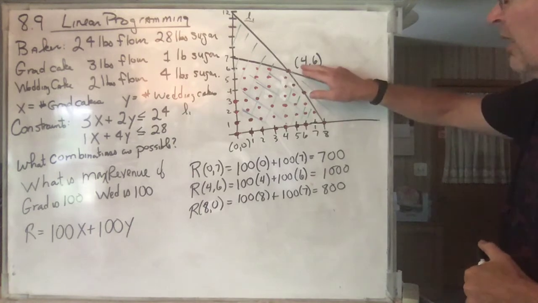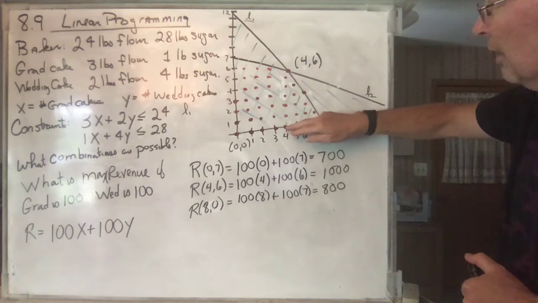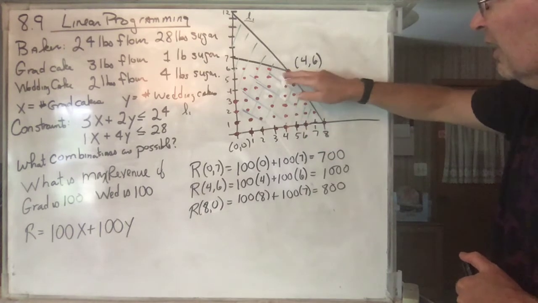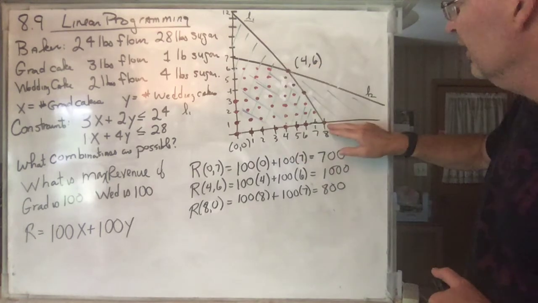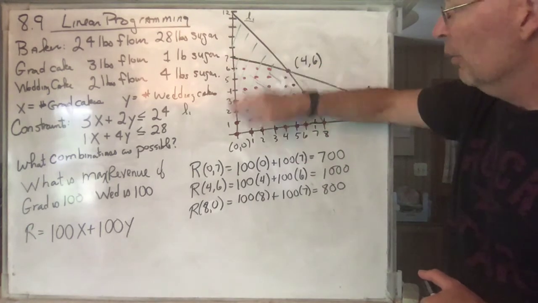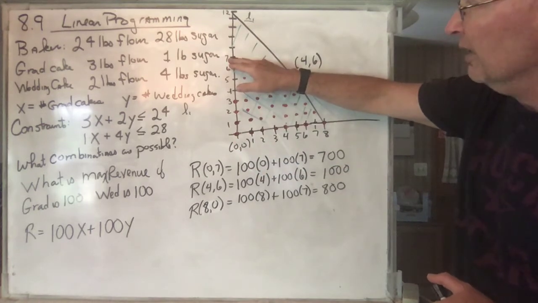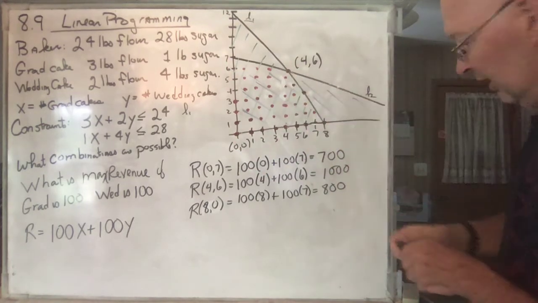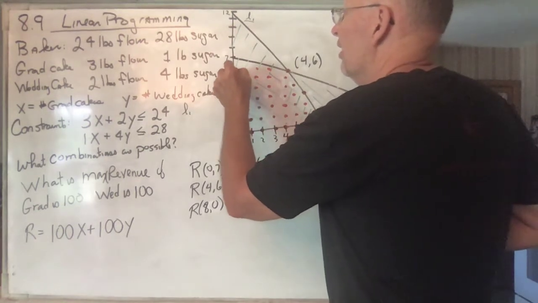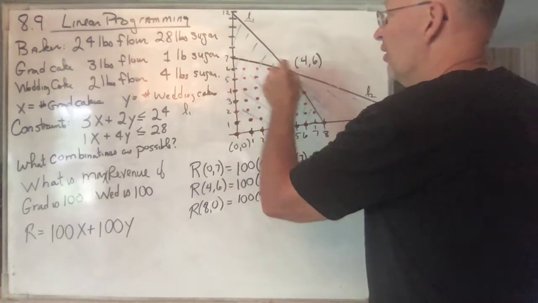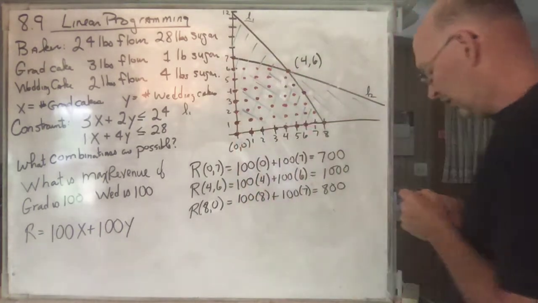So he could make what? He could make four graduation cakes and 6 wedding cakes. That's a possibility. As I say, he could make 8 here. He could make what? 0 graduation cakes and 7 wedding cakes. That's a possibility. Then he would be right up here. These are all possibilities. As long as he stays within this called feasible region, he's okay.